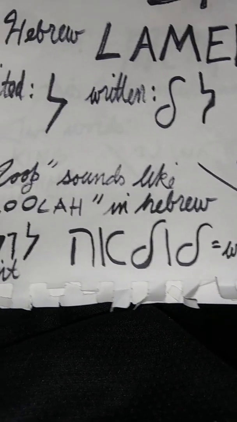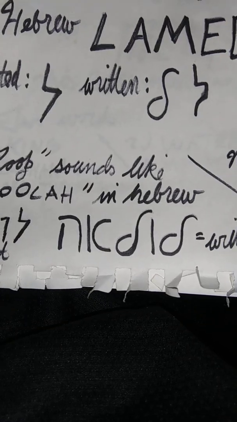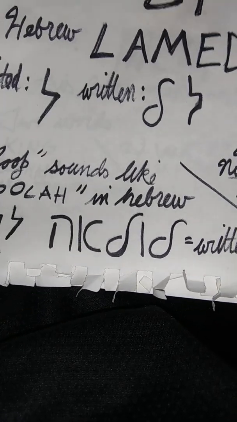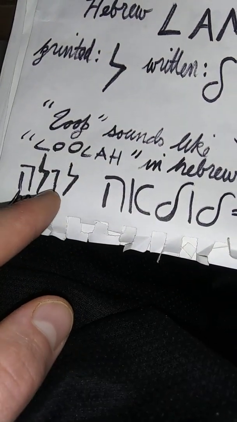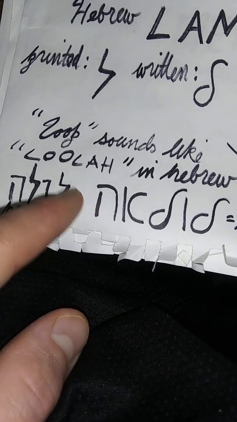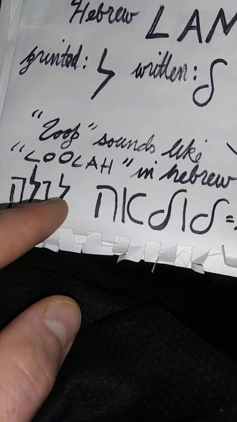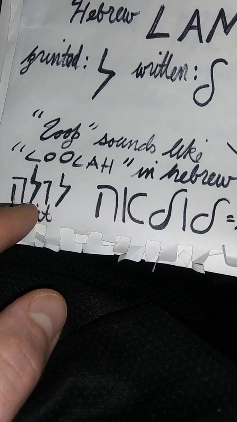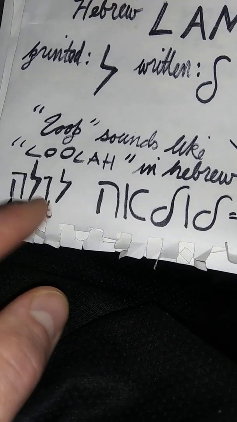So loop sounds like lula in Hebrew. Okay, lula is what loop sounds like. So go lamed, vav. Let's see, lu. Okay, so that's a vav with the O. And then the lamed, lu. Lula. Okay.